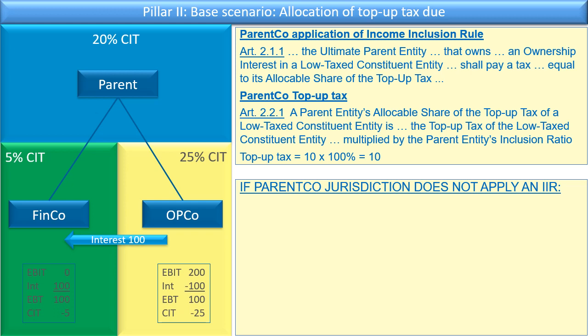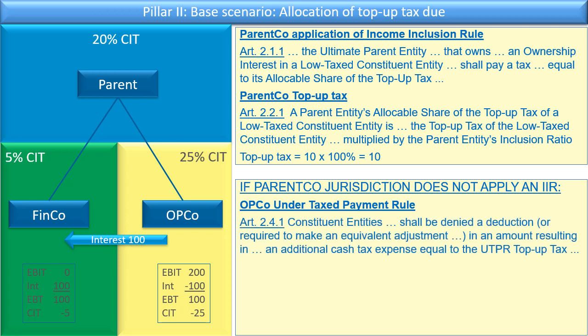Now we fall back to the undertaxed payments rule, right? And now OpCo gets to apply the additional tax, and then we see how OpCo does it, because there is quite a significant difference. Article 2.4.1 says constituent entities shall be denied a deduction or required to make an equivalent adjustment in an amount resulting in an additional cash tax expense equal to the UTPR top-up tax, right? So the deduction must be so big that you make up for the top-up tax.